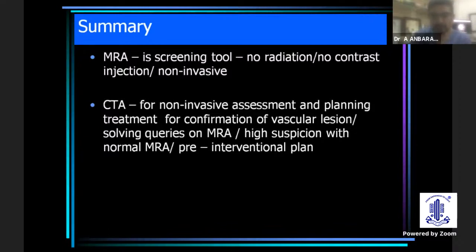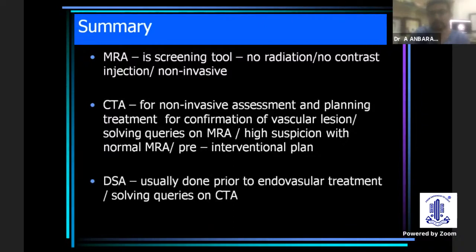And of course, most interventional radiologists, before they do anything, before putting the catheter in for coiling or stenting or whatever, will have a CT angio ready so that they can plan to the millimeter exactly what they need to do. So that way, CT angio is very useful. The only thing is there is radiation involved, and the contrast needs to be injected. And obviously, the benefits outweigh the risks. We do the CTA. And DSA is usually done nowadays prior to endovascular treatment and for solving queries on CTA.